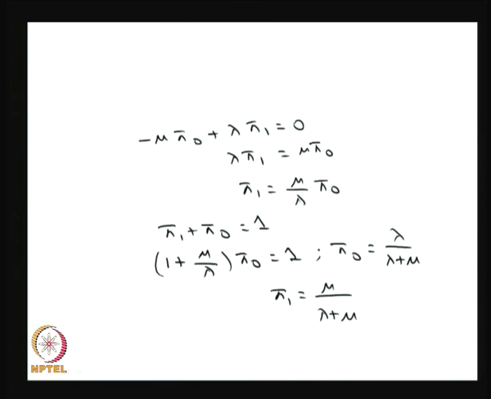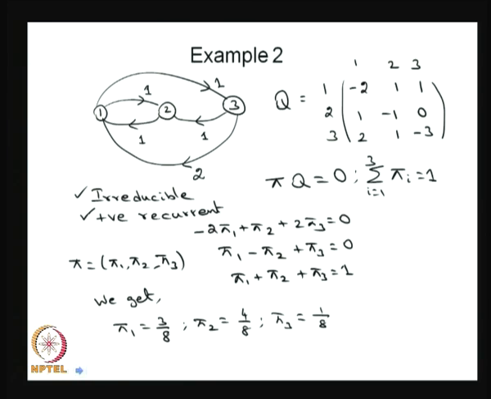Once I know pi naught, then pi 1 is equal to mu divided by lambda plus mu. So, this is the stationary distribution as well as the limiting distribution, because it satisfies both the conditions. Take the second example.